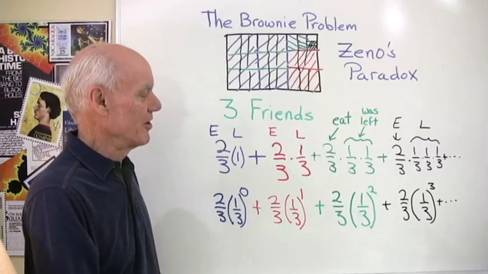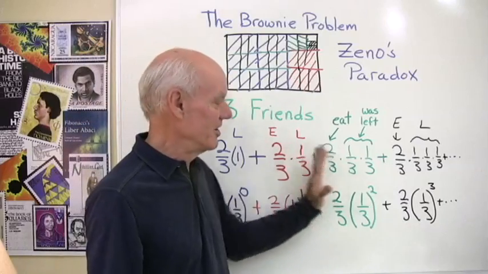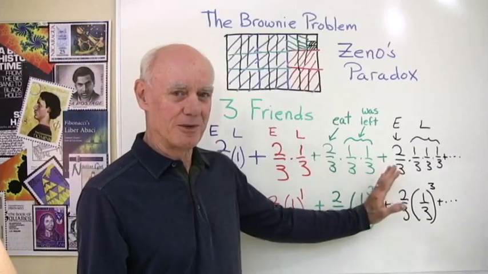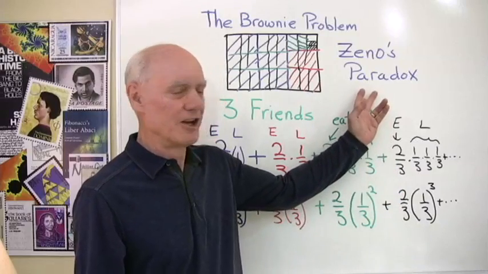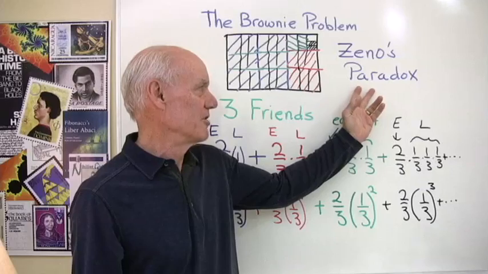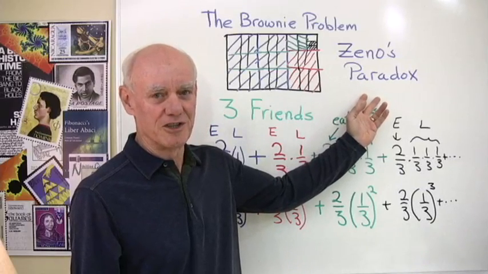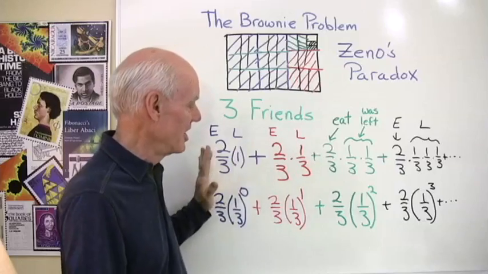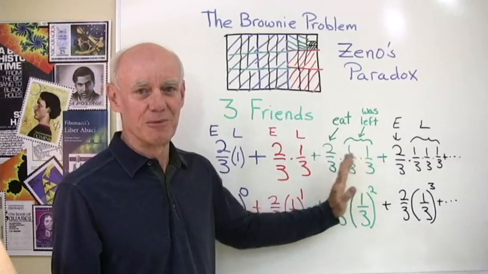So the only other thing I want to do with this is point out that really this is very similar to another topic we covered in a different video on Zeno's paradox. Really interesting paradox that's over 2,000 years old. So Zeno's paradox and the Brownie problem, very similar problems.